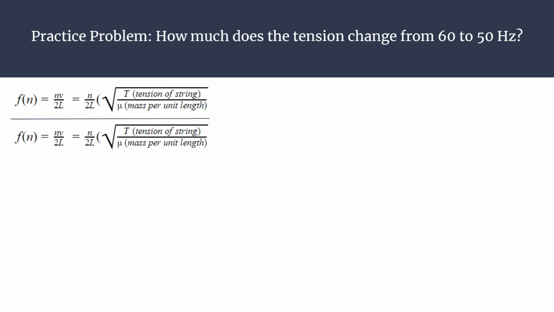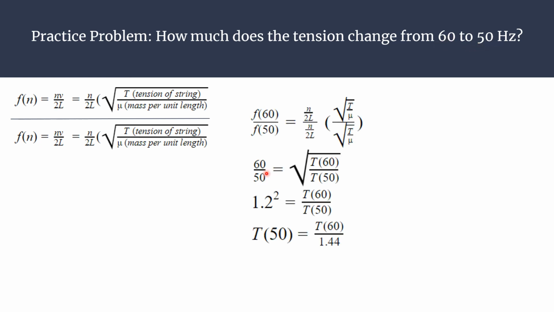For the last practice problem, we have: how much does the tension change from 60 to 50 hertz? So for this, we're using the tension change formula. You can see that this is a fraction, and we'll just plug in 60 and 50 hertz and cross out the common denominators in order to get 60 divided by 50 equals the tension at 60 hertz over the tension at 50 hertz.